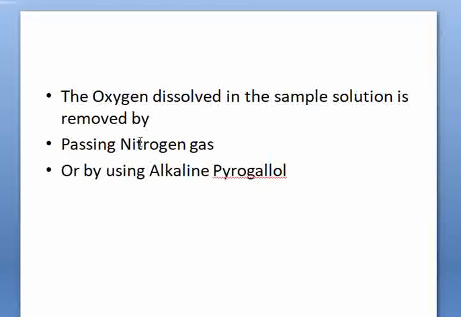By bubbling or passing nitrogen gas. We know that nitrogen is an inert gas. While passing this inert gas, oxygen can be removed, or by using alkaline pyrogallol. These are the two methods we can use. There are also many important points in polarography, like migration current, how to eliminate this migration current, and limiting current. These things we have to study before the exam.